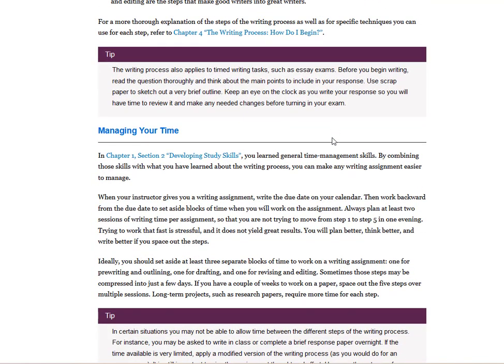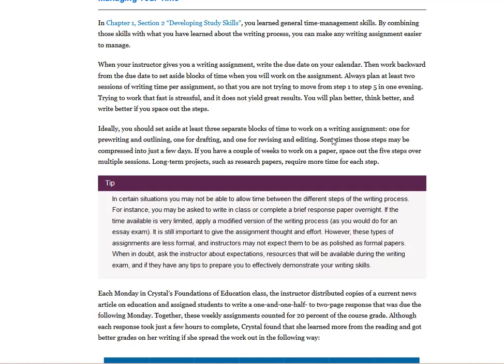Managing your time. You learn general time management skills. By combining those skills, you have learned about the writing process and you have learned how to manage your time. When your instructor gives you a writing assignment with a due date, write the due date on your calendar. Then work backwards from the due date to set aside blocks of time when you will work on the assignment. Always plan at least 2 sessions of writing time per assignment so that you're not trying to write everything all in one evening. Trying to work that fast is stressful.